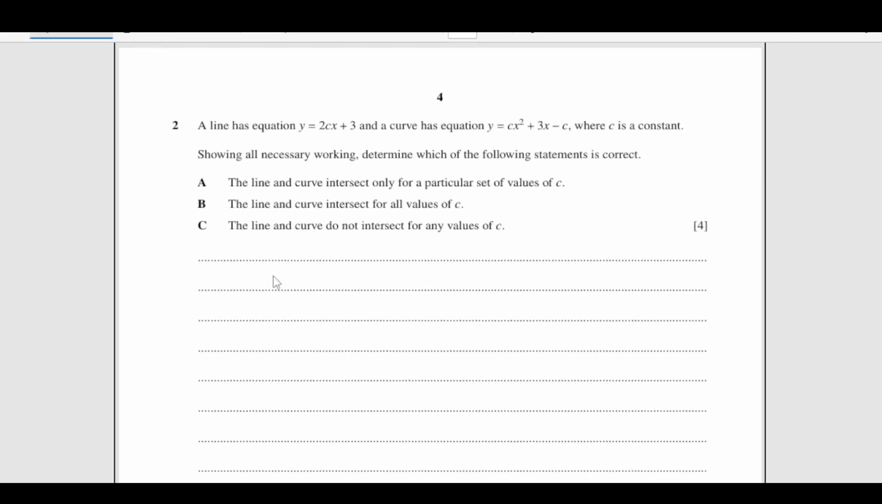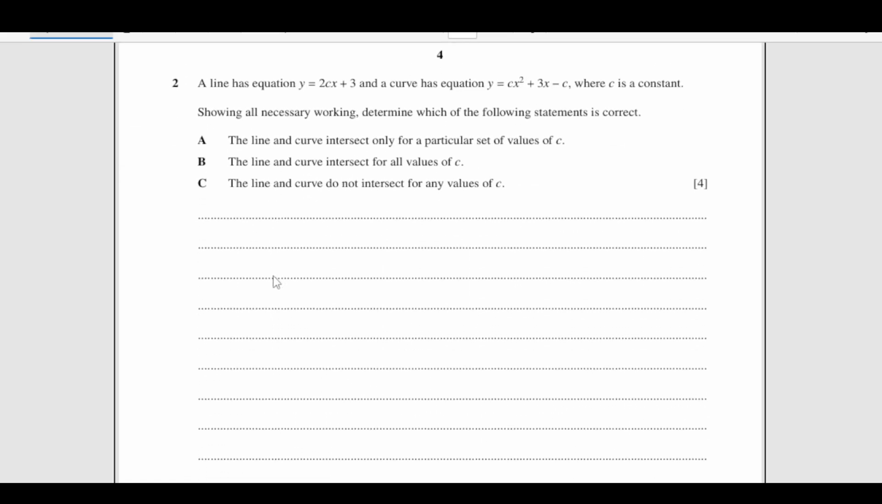Now question number 2: a line has an equation and the curve has this equation where c is a constant. Show all necessary working, determine which of the following statements is correct. We have three different statements. Basically we have one line here and one curve here. We are going to merge them because they are intersecting somewhere. So I am equating both sides.